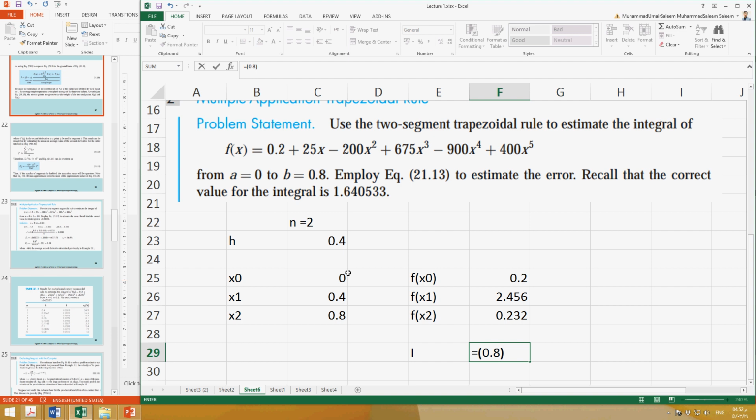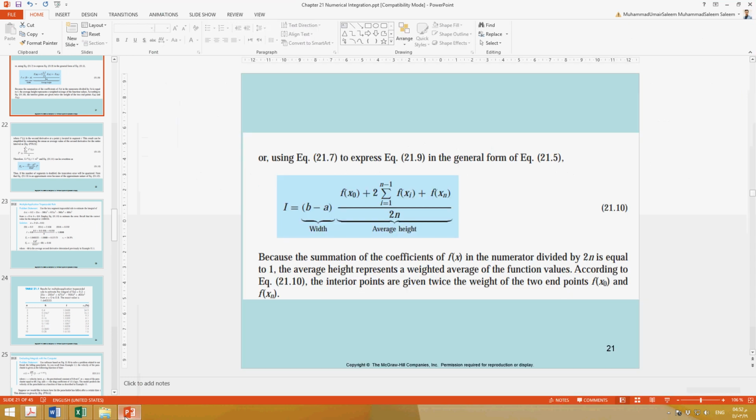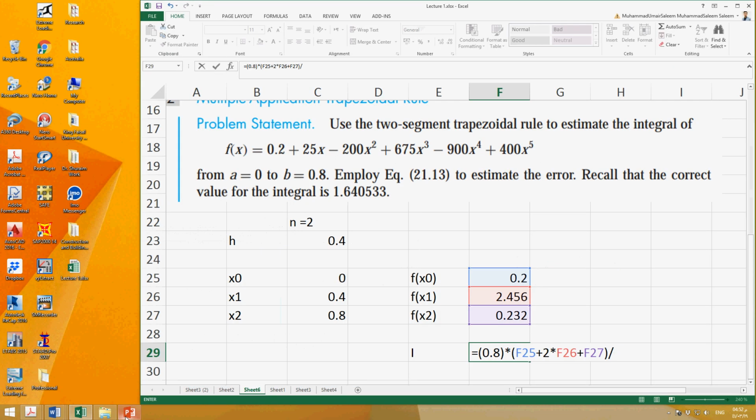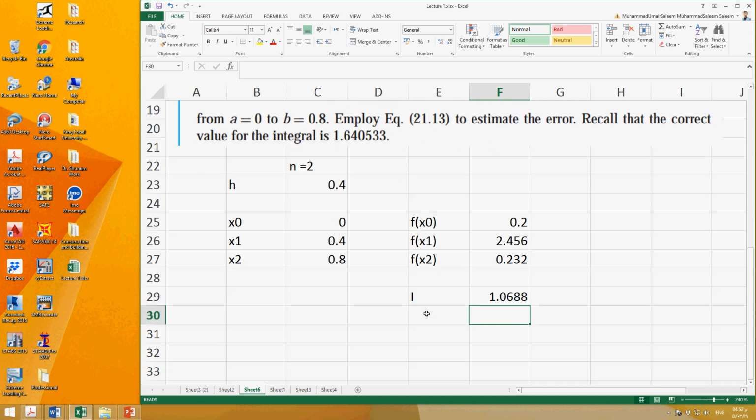Okay, I just put the value directly here, 0.8 multiplied by f of x0 plus 2 times f of x1 plus this value, divided by 2n. So divided by 2 multiplied by n, where n is 2, so it is actually 1.0688, which is pretty close to this value. And you can also estimate the error, the truncation error, not the true error.